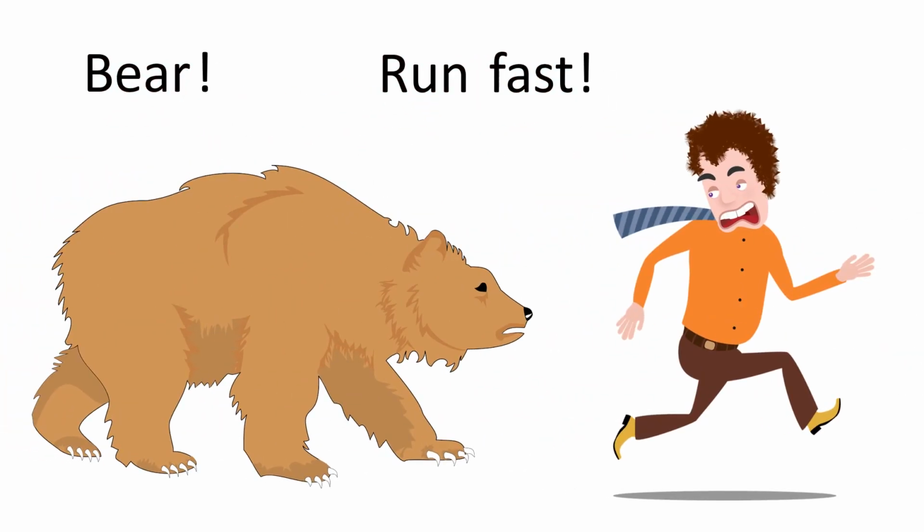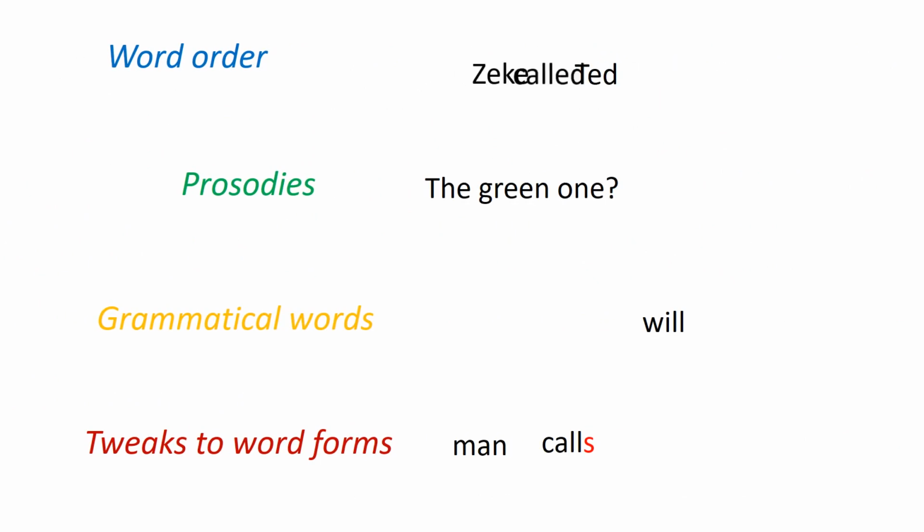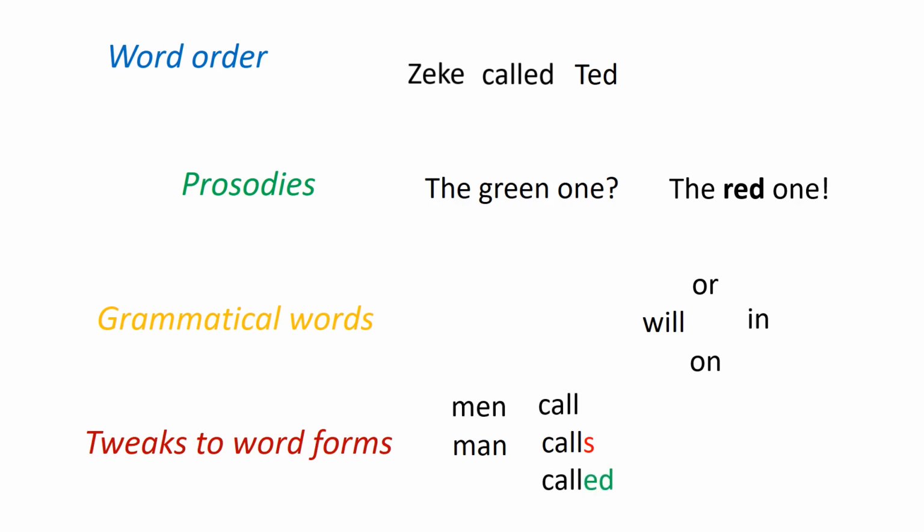They are aided in this process by word order, prosodies, a relatively small set of grammatical words, affixes, and other tweaks that guide them in inferring how the things, ideas, qualities, and actions that are referred to in the message relate to each other in space and time.